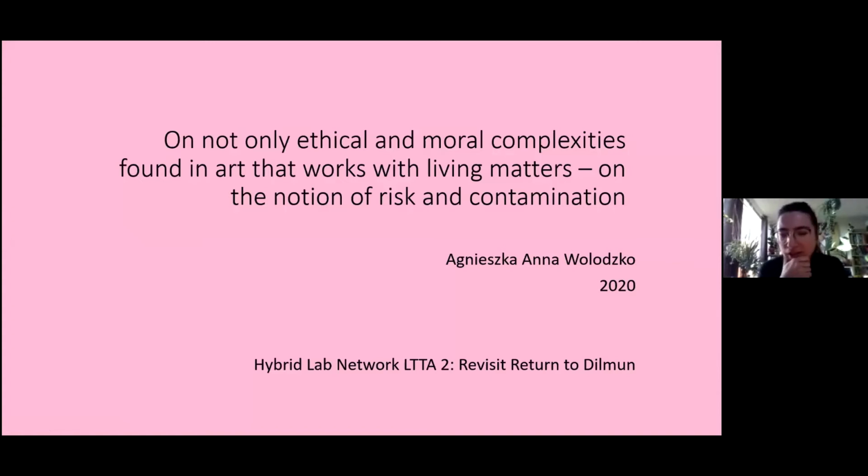So within my talk, I will raise a lot of concept questions and issues, and I hope this will be a catalyst for further discussion. And I already see some correlation with what Lucas said and what Marta generously brought. So I will just start. So indeed, I will talk not only about ethical and moral complexities, and I would like to focus also on the notion of risk and contamination, and what it is, how I understand it, I will explain.